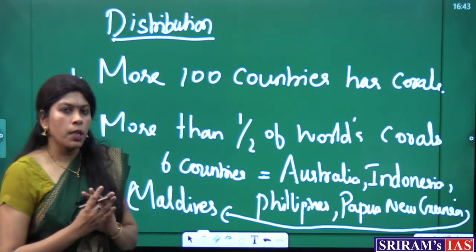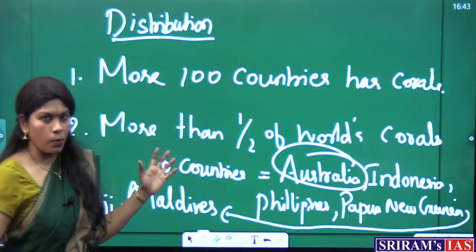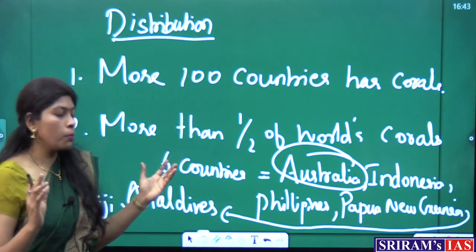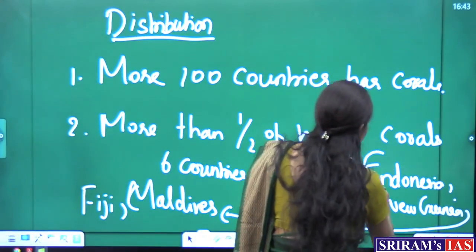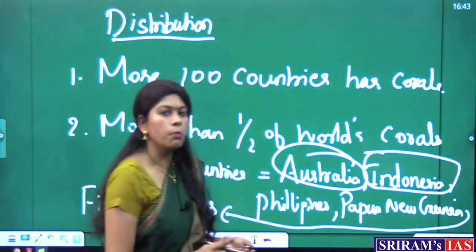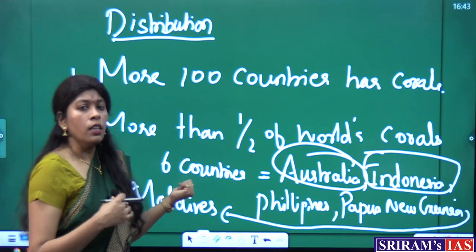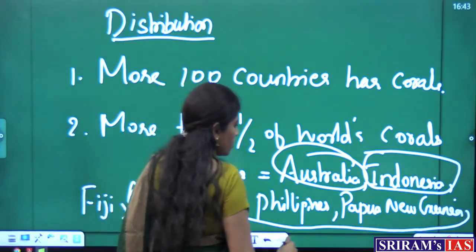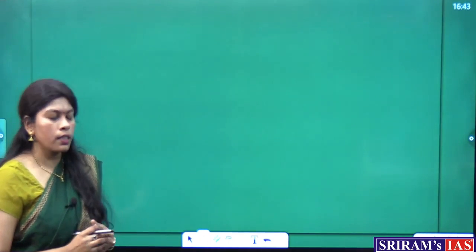Then you come to South Asia. But among these countries, Australia has the biggest reef. The world's largest reef, which goes around 2,400 kilometers, is found in Australia, the Great Barrier Reef. This we all know. Indonesia has the largest geographical area covered by coral reef in the world. Then in South Asia, India, Maldives, Sri Lanka and Chagos, these 4 countries have areas largely covered by coral reefs compared to other countries.